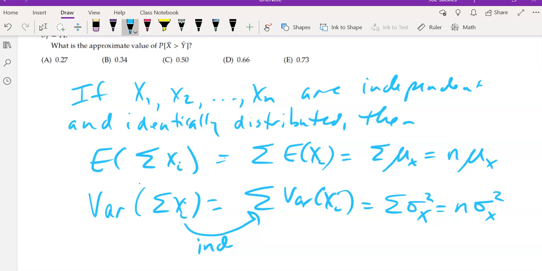Now, what the central limit theorem says, and it'll be one of the first things that we prove next semester for those of you going on to the second semester.